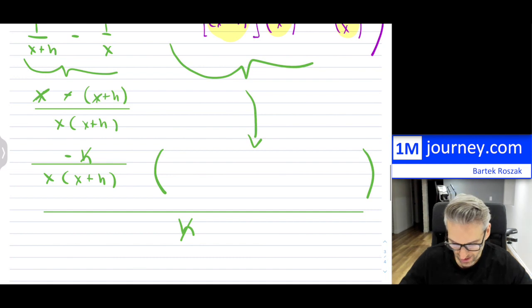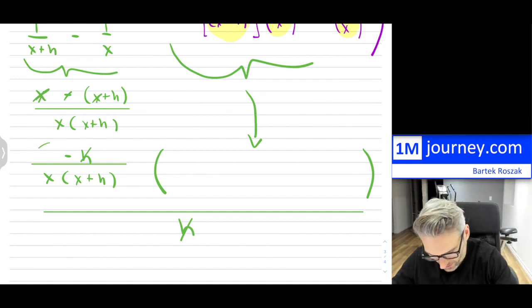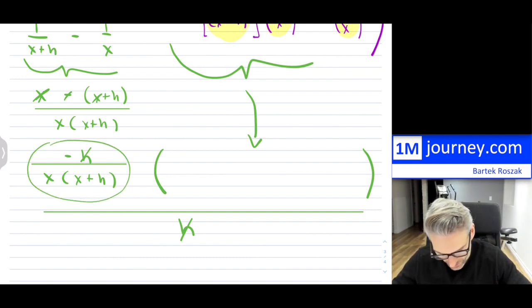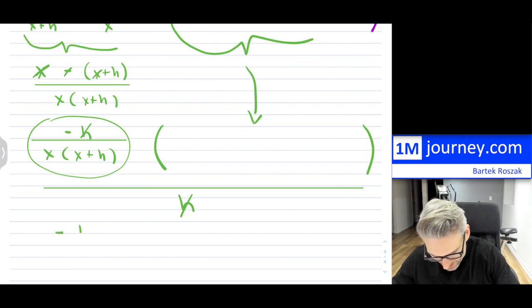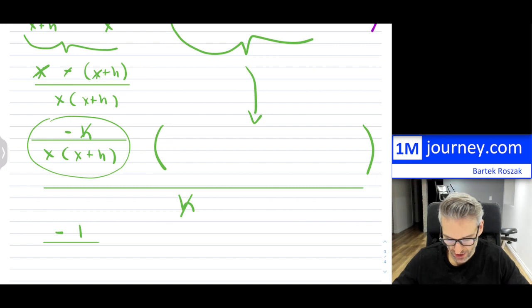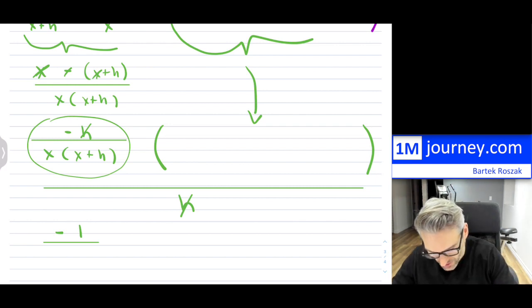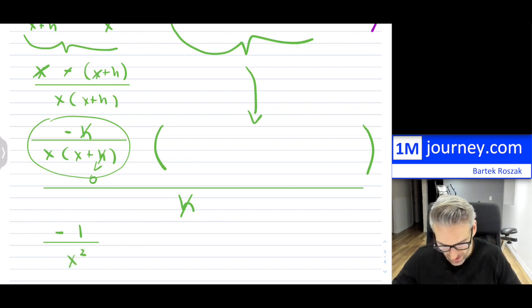And as h is approaching 0, this whole thing, I have a -1 on top, because that h canceled. And in the denominator, now h is tending towards 0, so this is 0, so this is going to be x times x, so this is just x squared. So that's what I have in here.